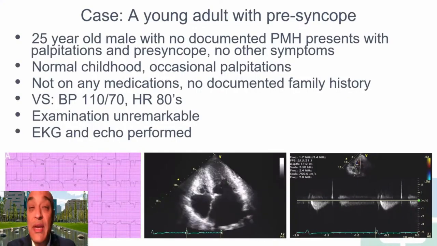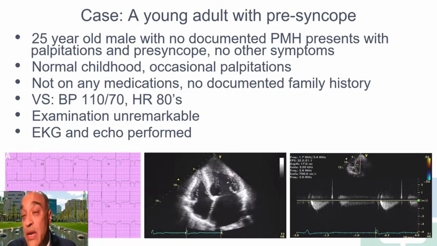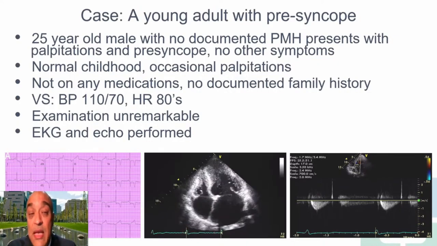So moving on to the next case, this is a 25-year-old patient who had no documented past medical history and presents with palpitations and presyncope. No other symptoms. He's had a normal childhood, with occasional palpitations, but doing well otherwise. Not on any medications and no documented family history.